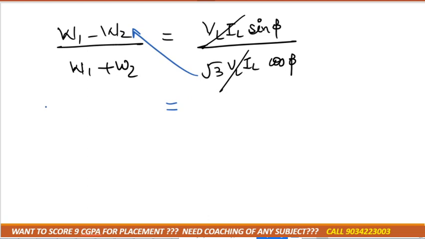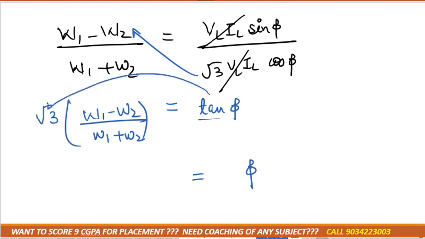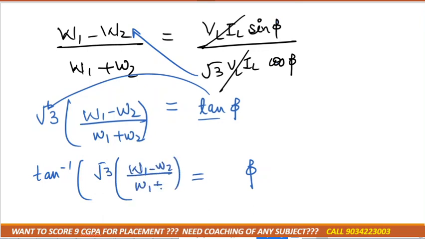Root 3 can be shifted over here. So that would be root 3 times W1 minus W2 divided by W1 plus W2. Sin phi by cos phi is how much? Tan phi, right? So can we get the phi value from here? The tan will be shifted over here, then it becomes phi equals tan inverse of root 3 times W1 minus W2 divided by W1 plus W2. Correct?